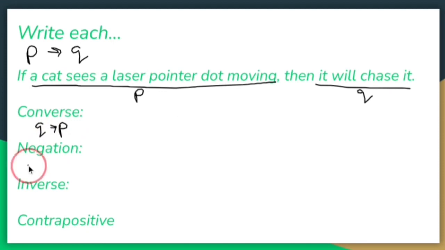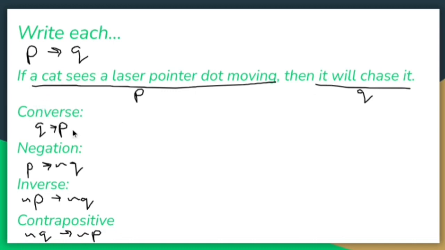Negation has you do P, then not Q. The inverse has you take the original but put nots in front of both of them. And the contrapositive is you flip everything and make everything negative. So not Q implies not P. So let's do a little bit of writing.